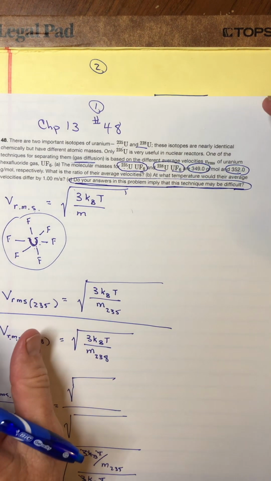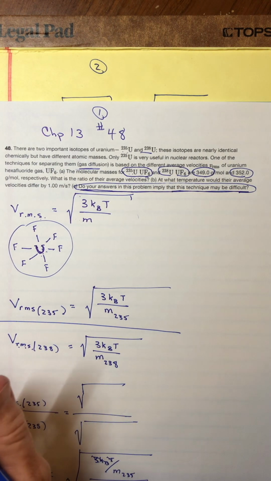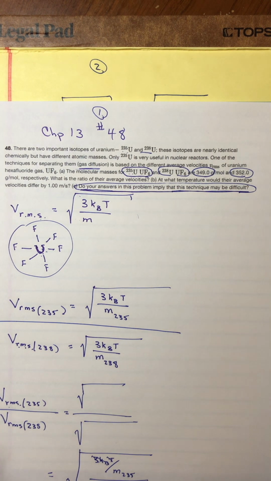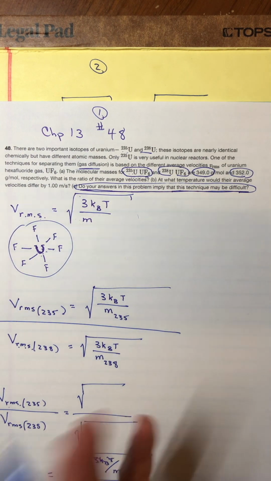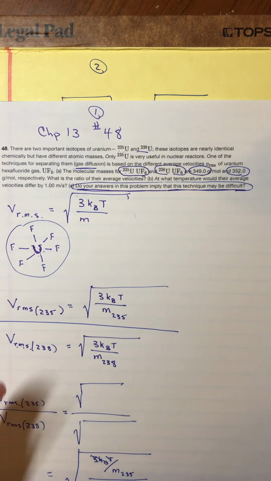Separating them by their speed is not simple. Actually, separating them by their mass is not simple. And so putting them in a centrifuge is not easy. Putting them in a gas diffusion chamber is not easy. In fact, the hardest step of making atomic weapons is this step. Putting them in a mass spectrometer is not easy.